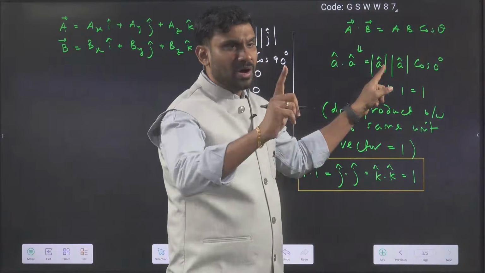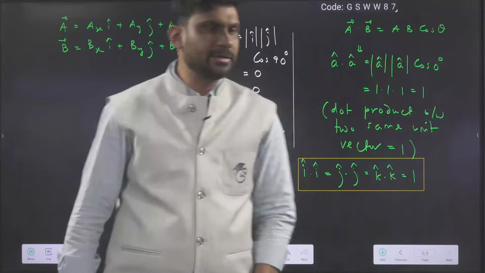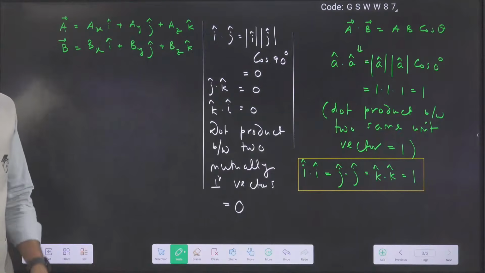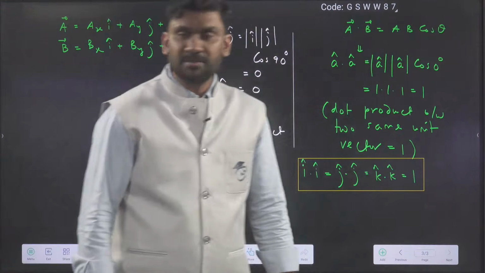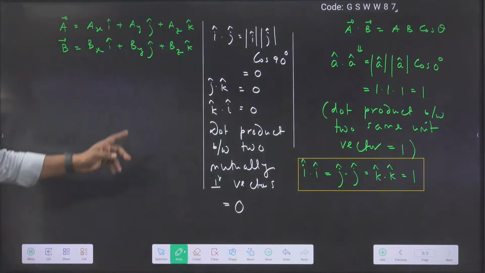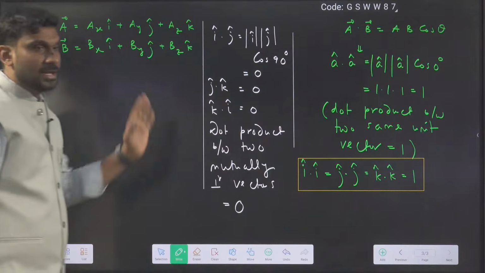Magnitude of A cap is 1, Pranav. Magnitude of a unit vector is 1 only. Last to last lecture, magnitude of unit vector is 1. Don't forget that. Previous lesson you should not forget. Magnitude of unit vector is 1. Okay, right. Now let us come to here.